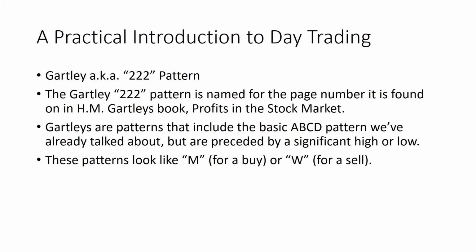Now, the Gartley chart pattern was the first harmonic chart pattern that was developed. It is also referred to as the Gartley 222 pattern, as it was found on page 222 of H.M. Gartley's book, Profits in the Stock Market. Generally, harmonic chart patterns tend to look like an M, and they tend to look like a W. Now you can use Fibonacci ratios to estimate the turning points for the harmonic chart patterns. However, you don't need to do that in detail, as there's software that can do this for you.